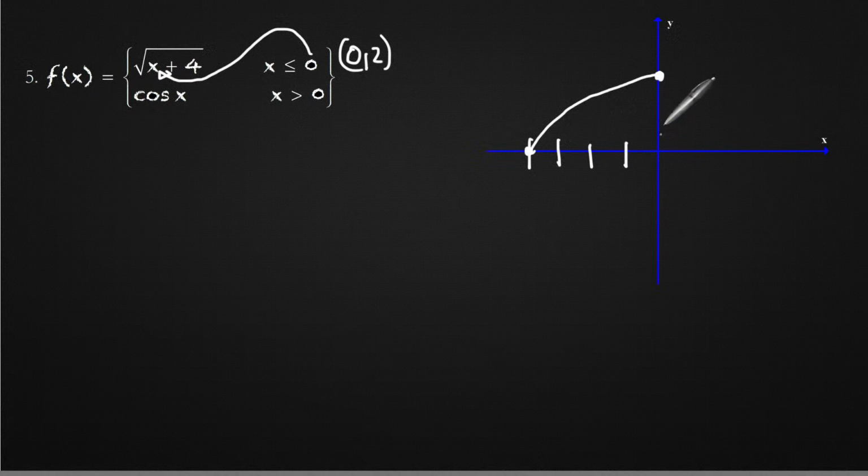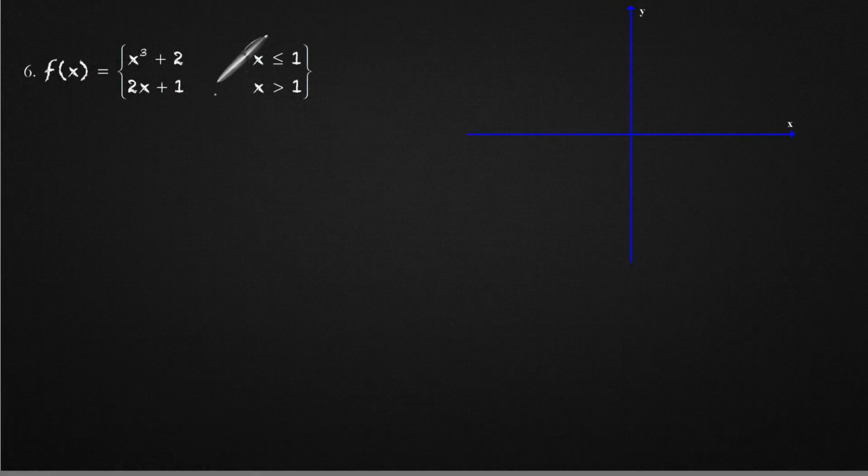And then, so this is up 2 units, and then we're going to draw a cosine curve for all x is greater than 0. We have to remember that the cosine curve starts at 0, 1, and the sine function is the one that comes through the origin. So this one is going to look like this, and it's just going to be a basic cosine curve.